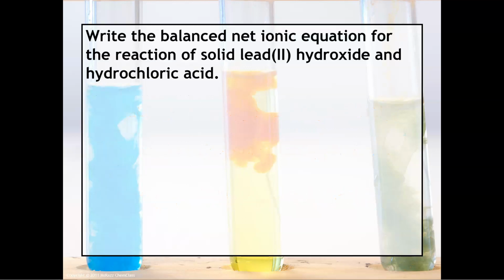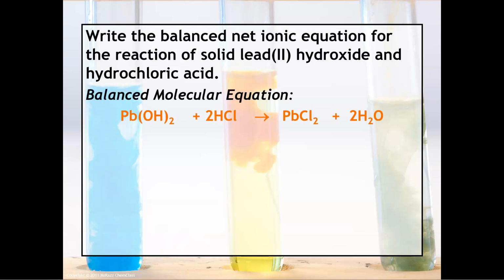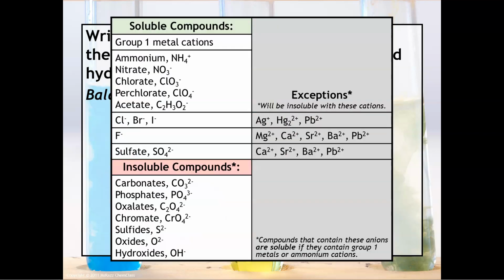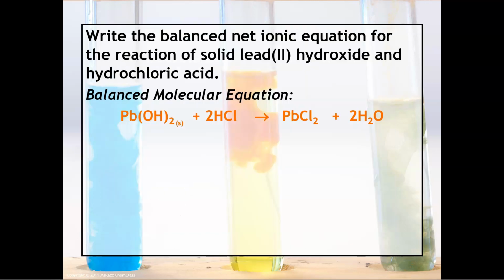Let's try another one. So we're writing the balanced net ionic equation for the reaction of solid lead-2 hydroxide and hydrochloric acid. So the balanced molecular equation is going to be something that looks like that. I've already balanced it for you because you guys are really good at that by now. And then I do tell you that lead-2 hydroxide is a solid. And you can check, in fact, that hydroxides are insoluble compounds. And so we're definitely going to write that as solid.